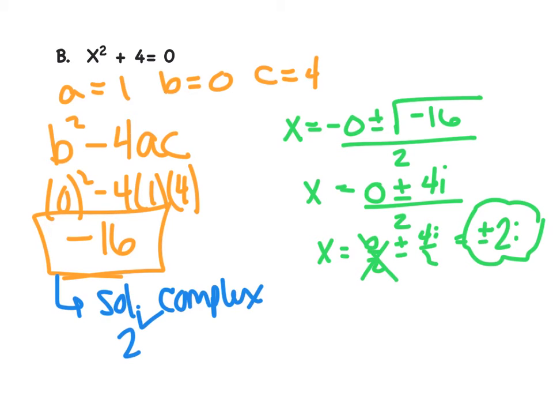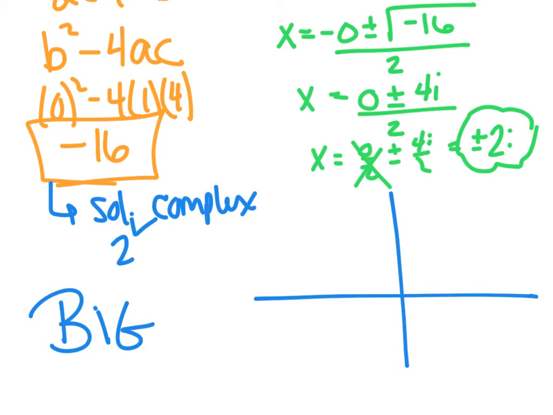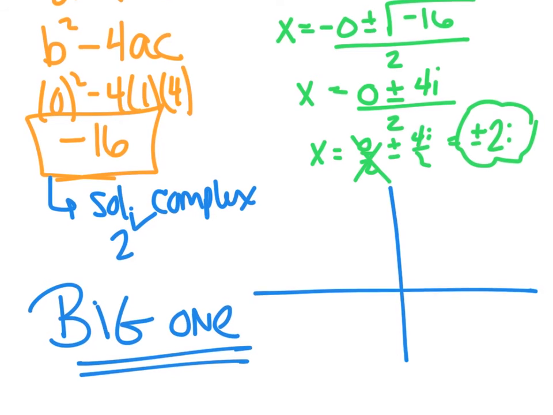Now the big question, what does that tell you about the graph? Let's think about that. The solutions are where your graph crosses the x-axis. This is a big one. If my solutions are where my graph crosses the x-axis and they're imaginary, guess what? You can't see them. They should never touch this x-axis because they don't exist. They're imaginary.